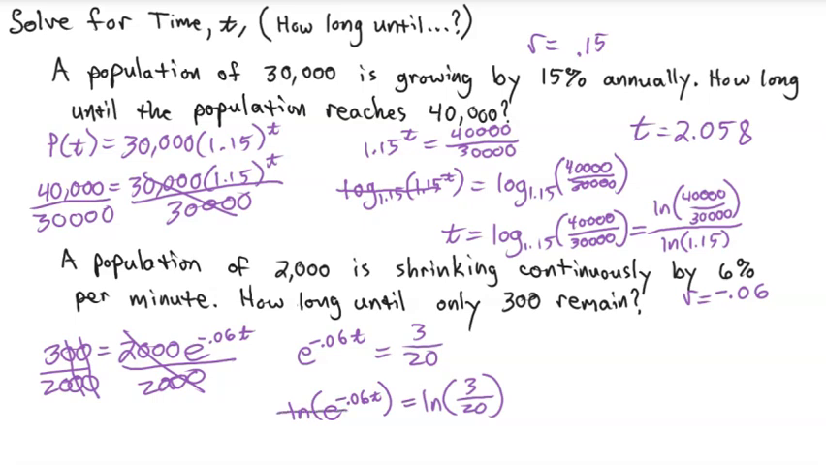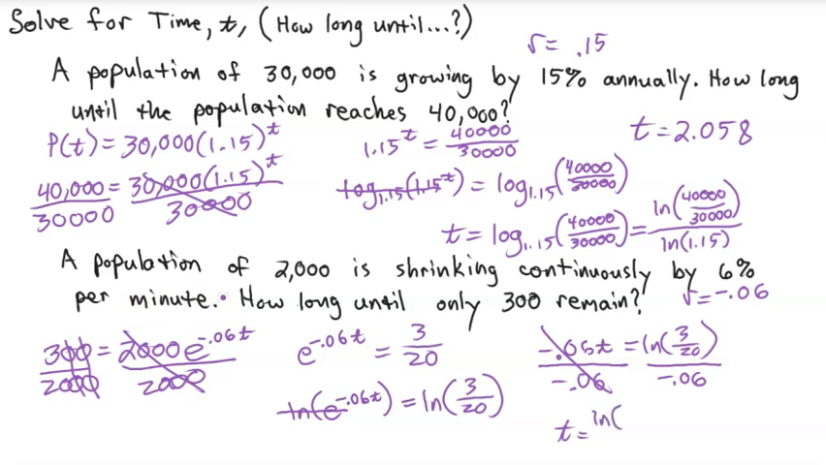And now the natural log and the e are going to cancel. All we're going to have now is negative 0.06 t is equal to the natural log of 3 over 20. Okay? Now we can just divide by negative 0.06, and that's going to cancel on the left, and we divide by negative 0.06 on the right. And now this is going to cancel, and now we're just going to have t is equal to, and this is in minutes. Look, this is 6% per minute, so this is in minutes.